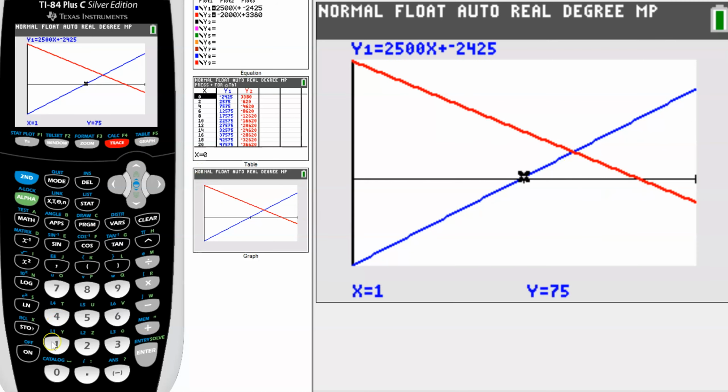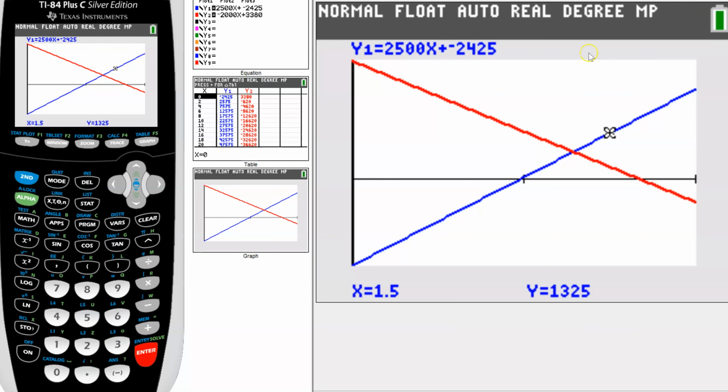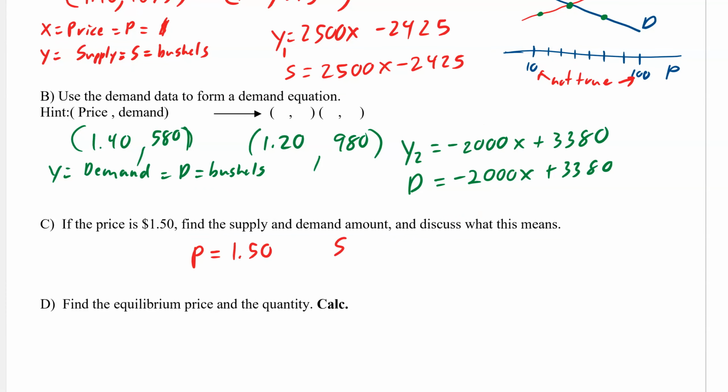So now if you hit trace, 1.5, and hit enter, it tells us the value for our supply. So remember, our supply goes up as price increases. You can also see it's our Y1, our blue, it's our 2,500. So at $1.50, it's 1,325. So our supply at $1.50 is 1,325. And so now we need to find our demand.